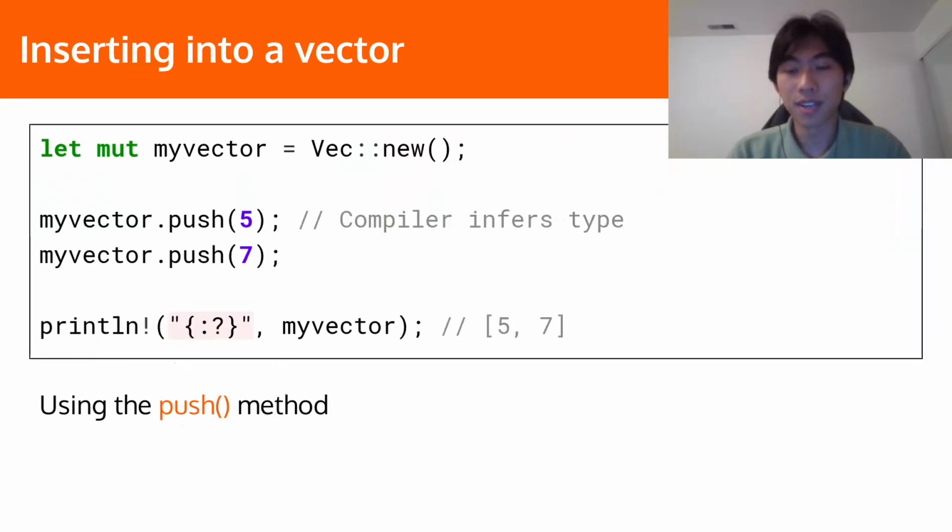To insert into a vector, we can use the push function, which will add an element to the back of the vector. In this case, we'd start off with an empty vector. We'd add 5, so now the vector contains just the element 5. And then we'd add 7, so now the vector contains 5, 7. And then we would print it. That's what we should expect.